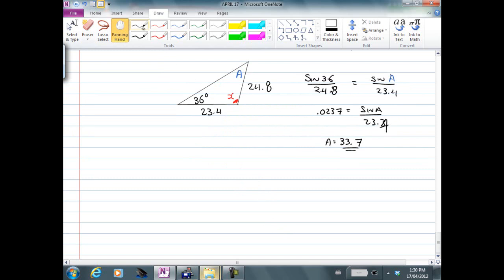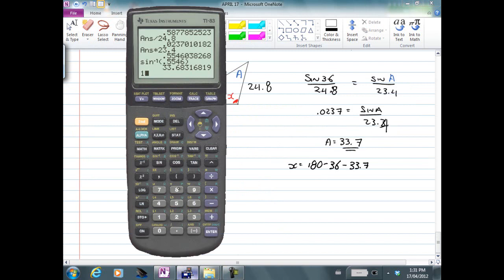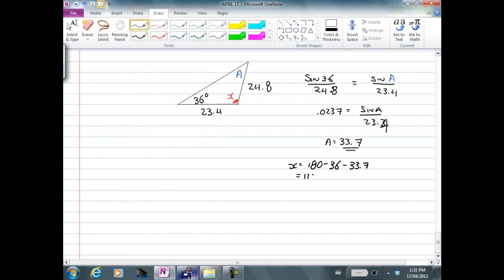So to find X, we go 180 minus 36 minus 33.7. 110.3, so roughly 110 degrees. When you do this, keep as many decimal places as you can till the end. Sig figs, please.